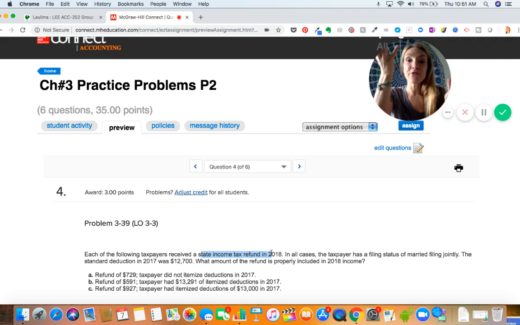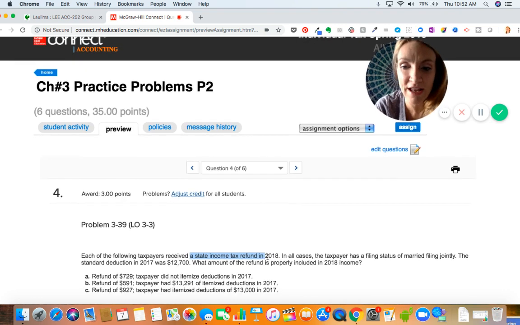So if someone's itemized deductions were greater than their standard, then they got a deduction. And to the extent that they get that money back, they have to report it in income. But if putting that money into income would have made it so that they would have had the standard deduction, they only have to stop at the standard deduction amount.